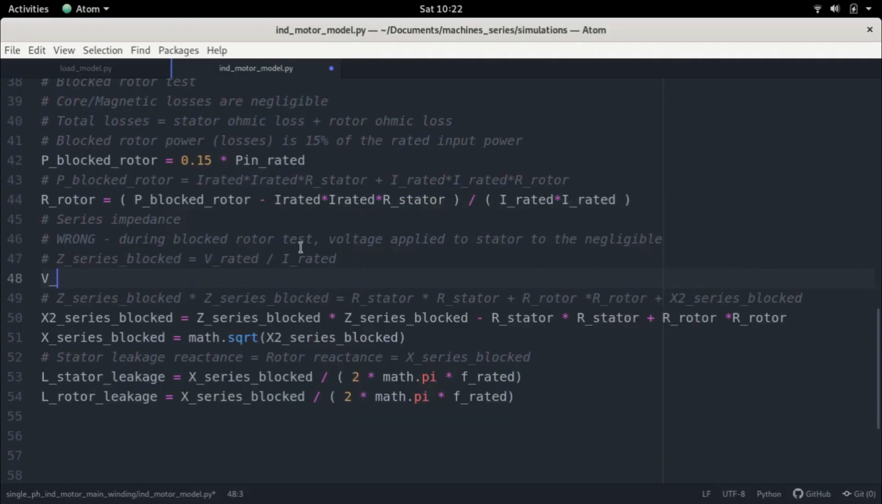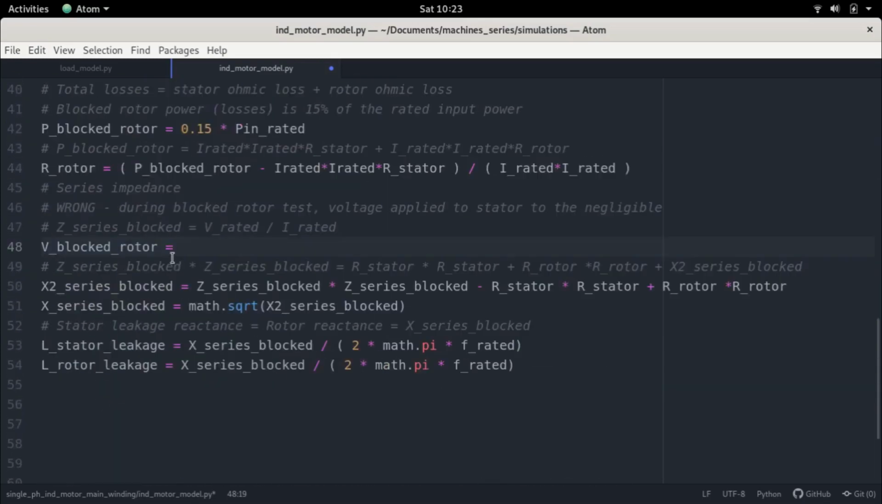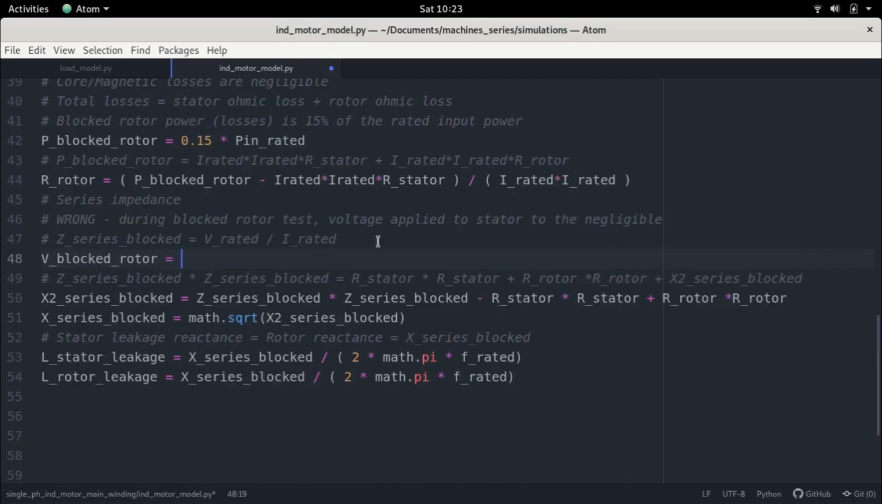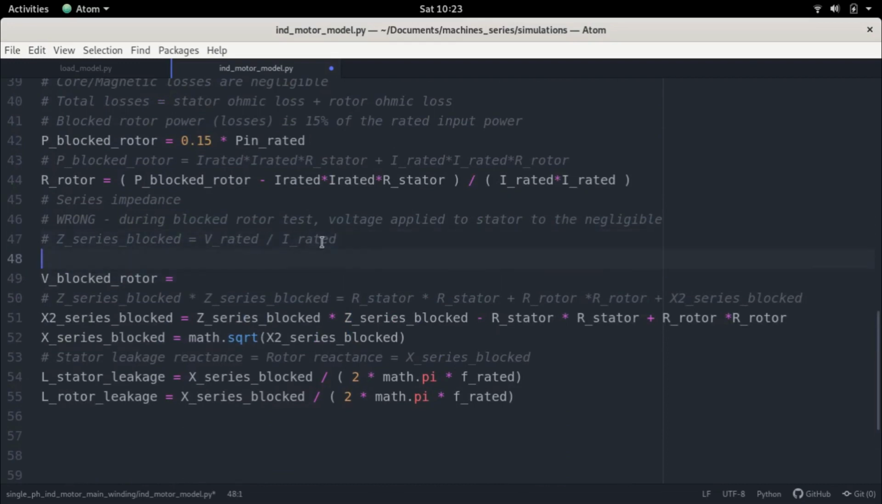Now, in the code, I had assumed the power absorbed by the motor during the block rotor test to be 15% of the rated input power. In a similar manner, I will have to make an assumption here as well. As I said, if you are physically performing this test, you do not have to do this. You will be actually measuring this voltage. Here we need to assume.